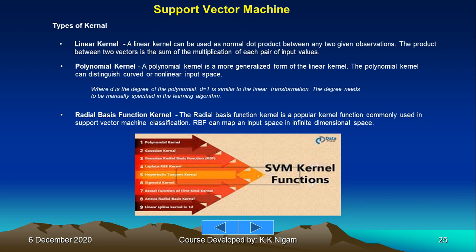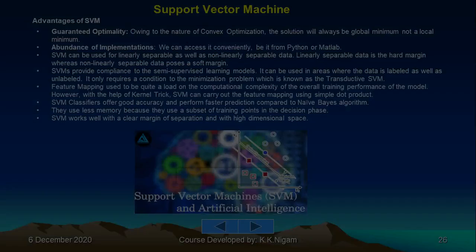Radial basis function kernel. The radial basis function kernel is a popular kernel function commonly used in support vector machine classification. RBF can map an input space in infinite dimensional space, and it is the most used kernel.